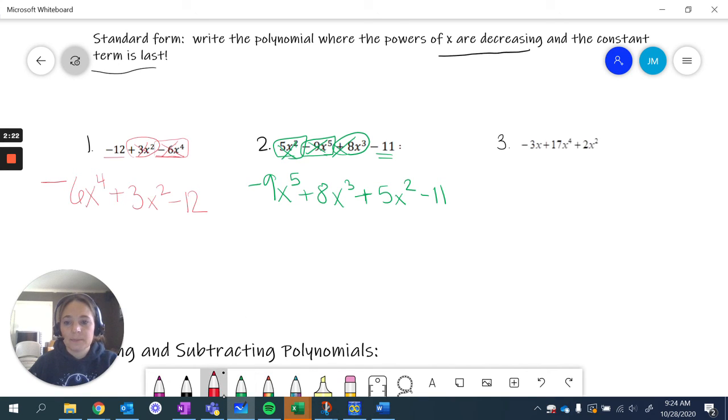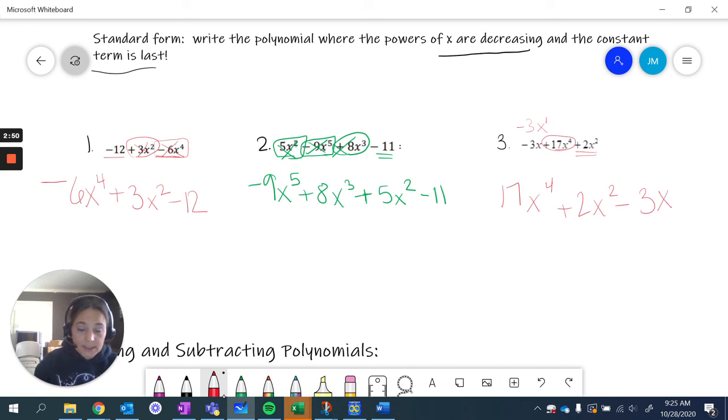Which one has my highest exponent? That would be my x to the 4th, so 17x to the 4th. My next highest exponent is x squared. And then my last exponent is this -3x. If there's no power on that x, that power is a 1. So that becomes my last term. So this one has no constant term.